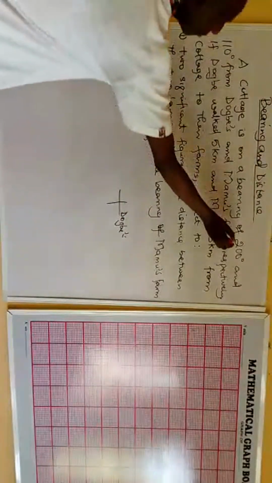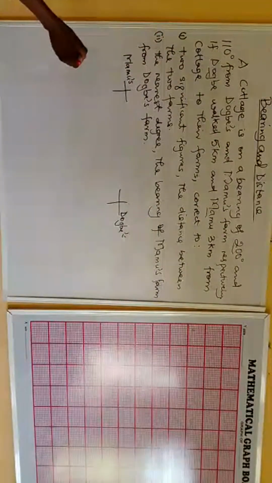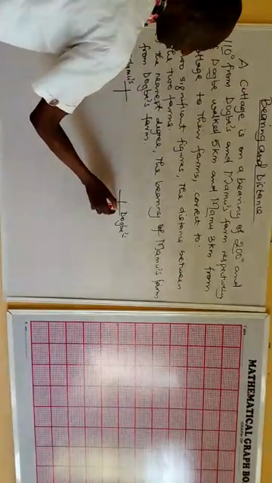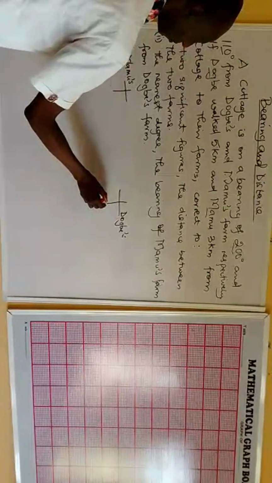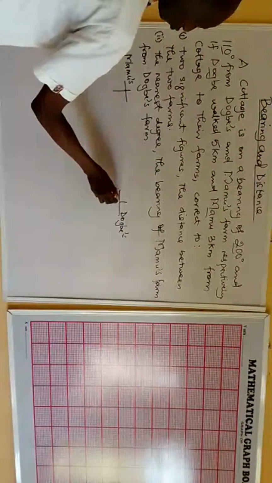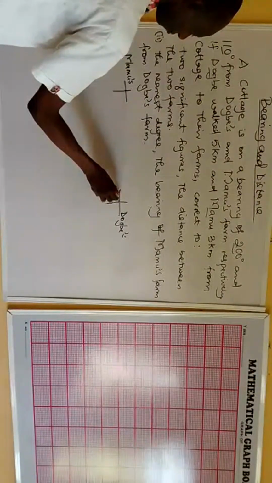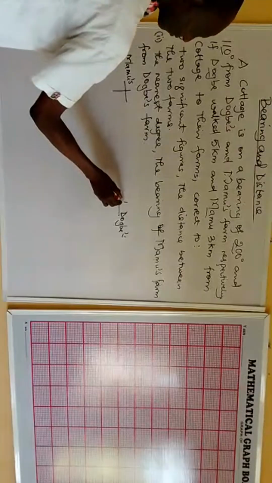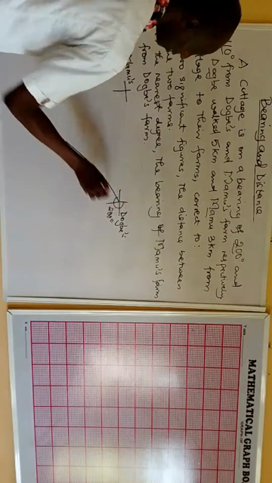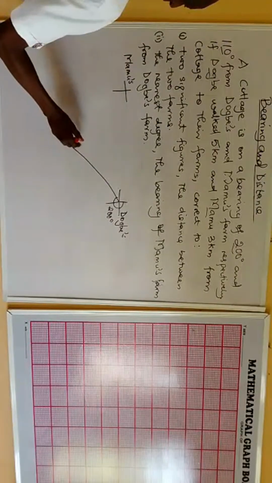Dugbe walks 200 degrees, while Mamu walks 110 degrees. So this is 90 degrees, 180, here is 270. So 200 will fall between here. From here to here is 200 degrees. It will stop there.